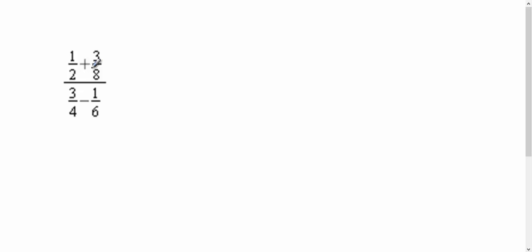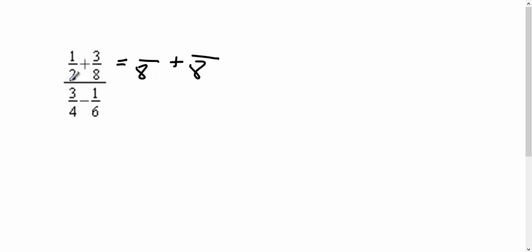All right, so here we have a few problems built into one big problem. So what we're going to do is work on the top and the bottom separately. So I have 1/2 plus 3/8. Now when I'm adding or subtracting fractions, I need to find a common denominator. So if I have 2 and 8, my common denominator is going to be 8.